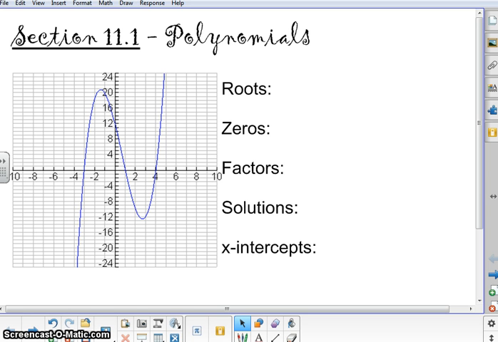Okay, so we're going to talk about polynomials today, and polynomials are going to include equations that have x to the third, x to the fourth, x to the fifth. So the degree is going to be much higher than the quadratics we've been dealing with.